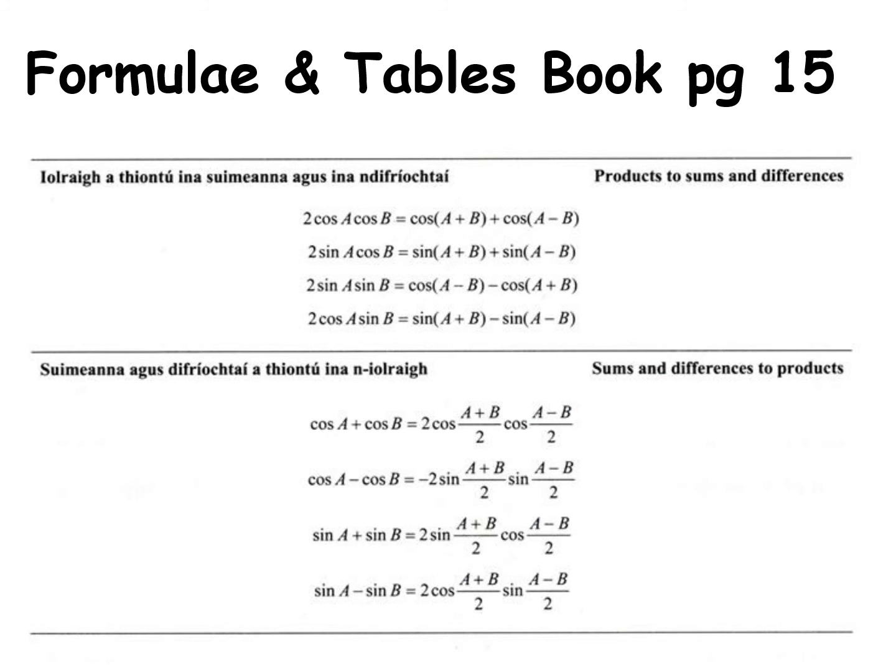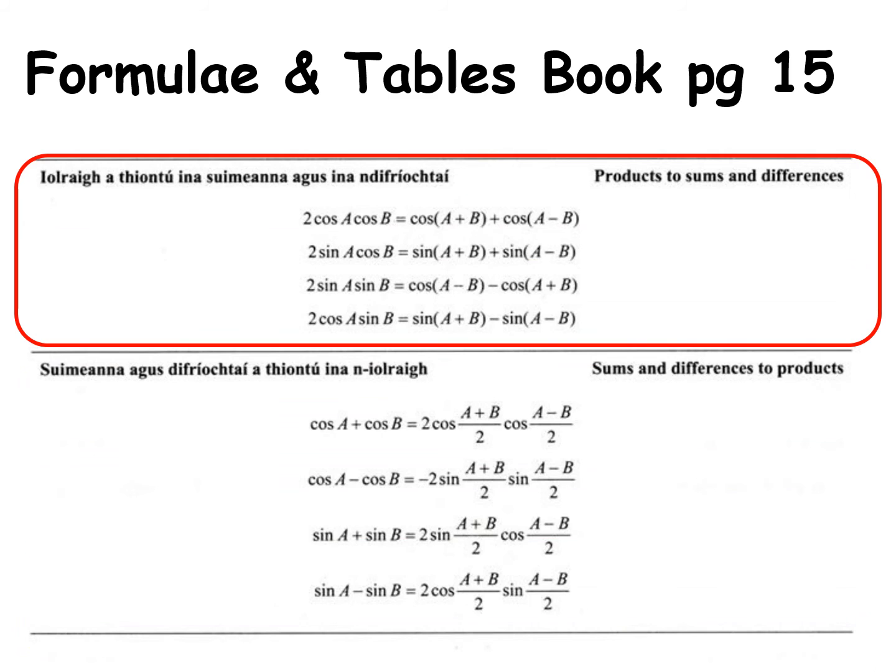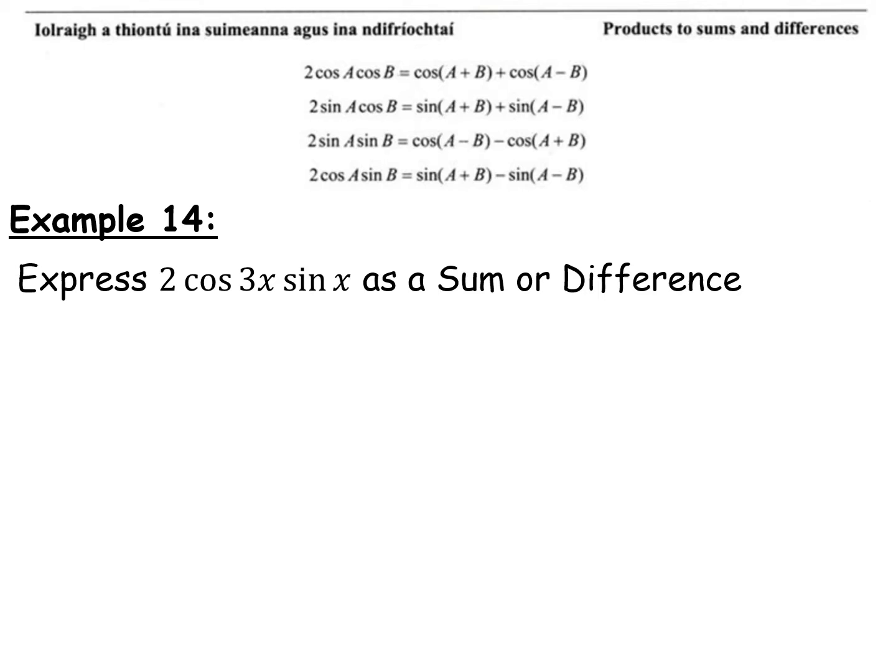So now we're going to look at our next set of formulae, and they appear on page 15 of our log tables, and they're the product to sum and difference. So page 15 contains two sets of formulae, and basically they're the opposites of each other. One is converting products, so multiplication, to sums and differences, so adding and subtracting. The bottom one will convert the sums, so adding, or the differences, subtraction, to products, so multiplication. So let's start working with the first set, products to sum and differences.